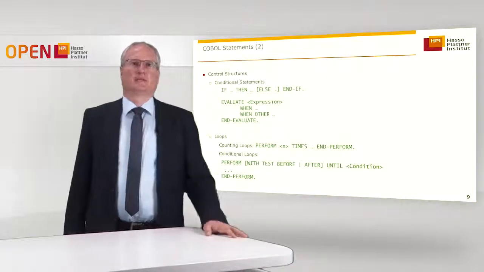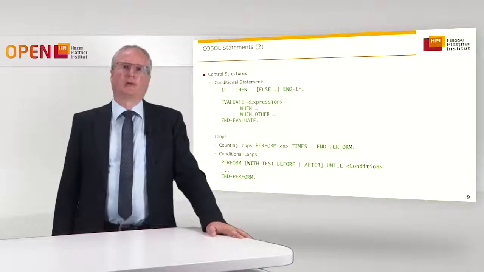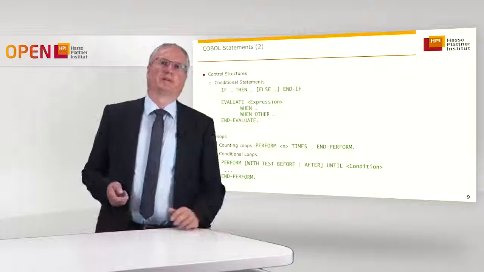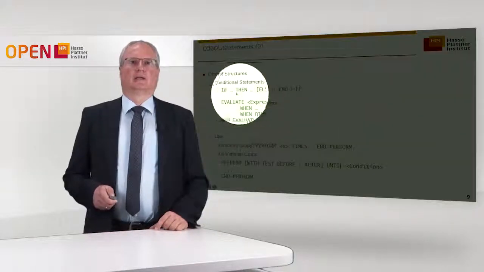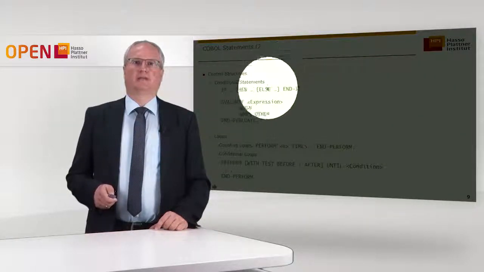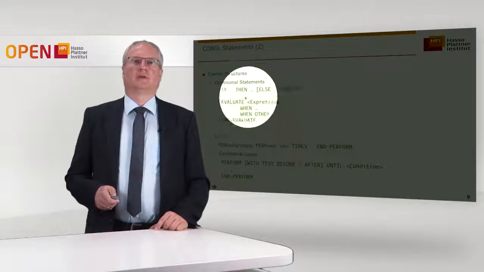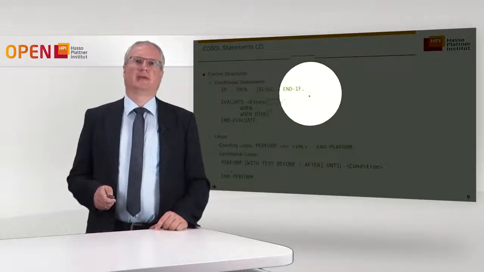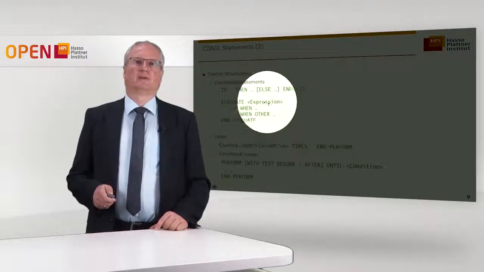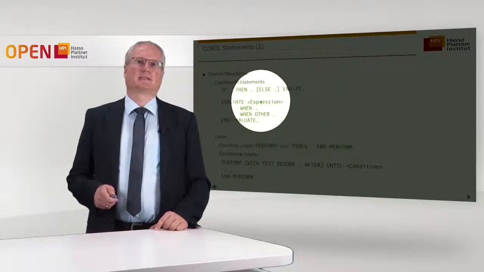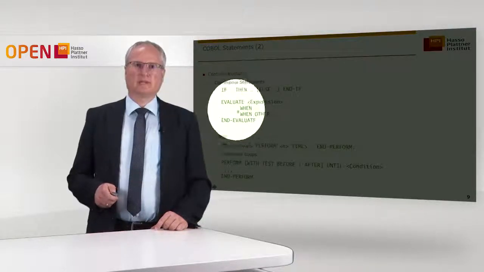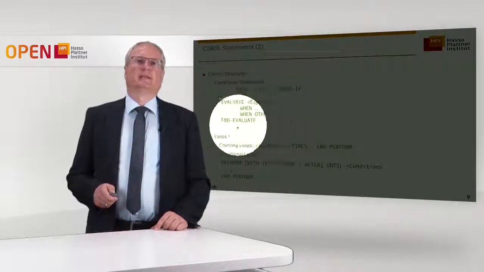And then, of course, we have control structures as well in COBOL. We need the usual conditional statements and the loops. And regarding the conditional statements, we have the typical if-then-else statement. And you see that the block structure of all the control structures is terminated by an end-if. Or the evaluate statement is like the switch case in C. It's the multiple condition, evaluate and evaluate.